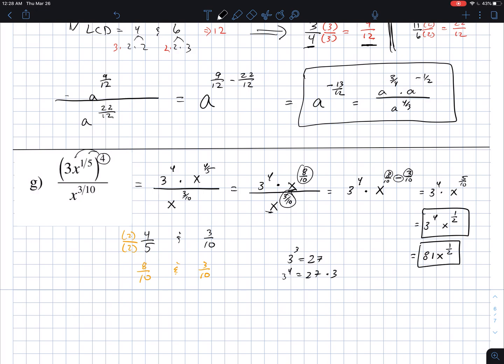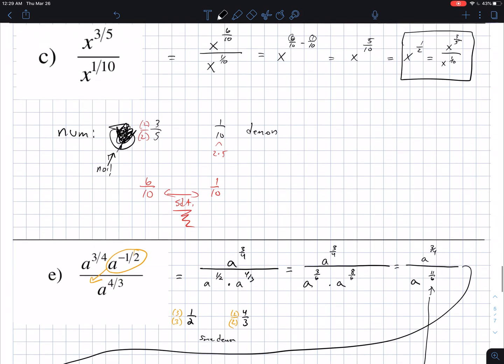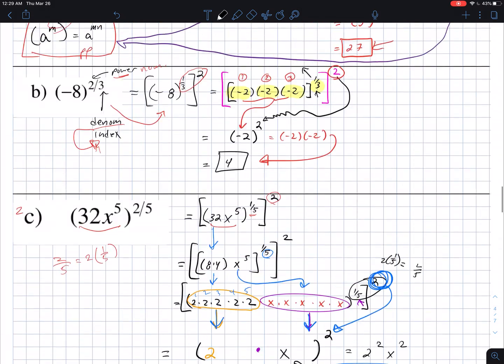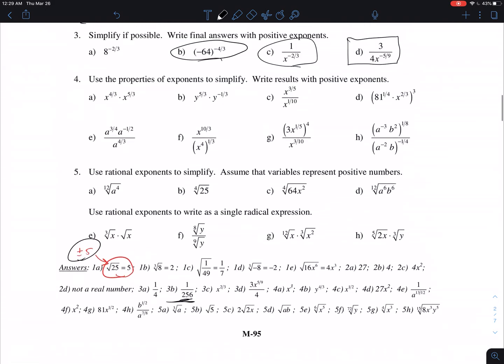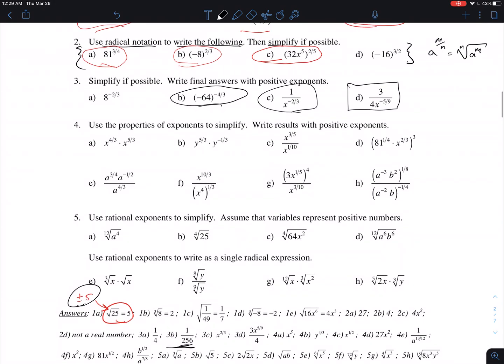I'm not sure which answer they prefer. They did say to leave it all in positive exponents, so technically I answered both of them, right? But we can take a look in the answer key, what they have up there, just to see. You can check it out. Let me know if I'm right. Okay. Let's move on.